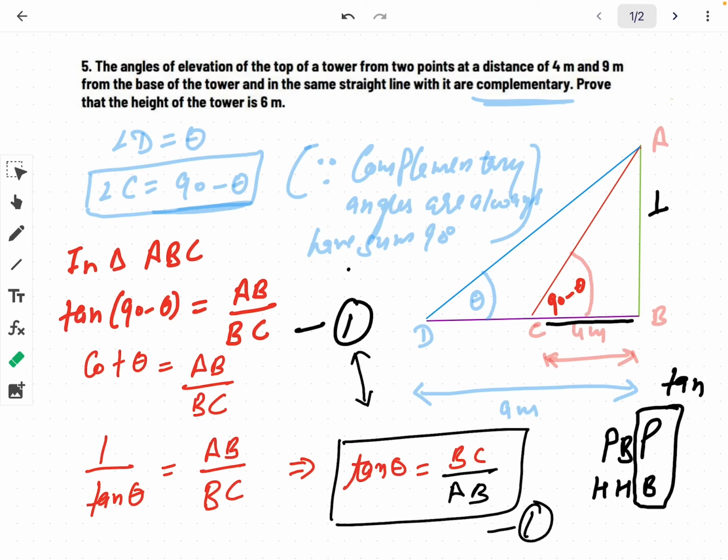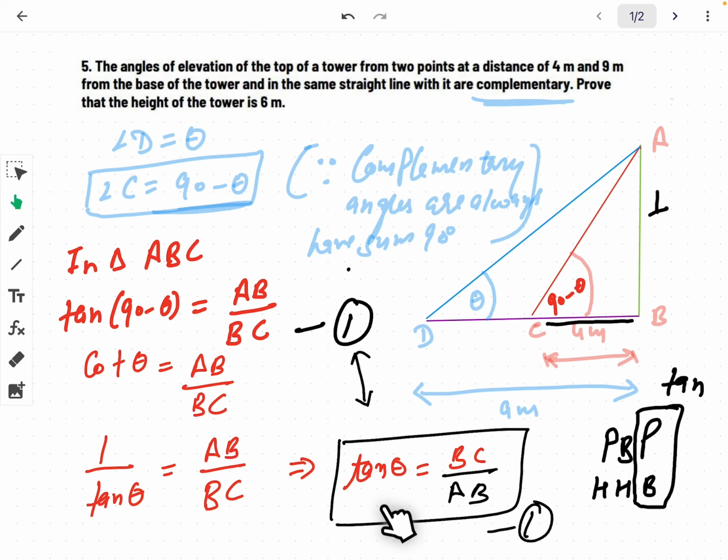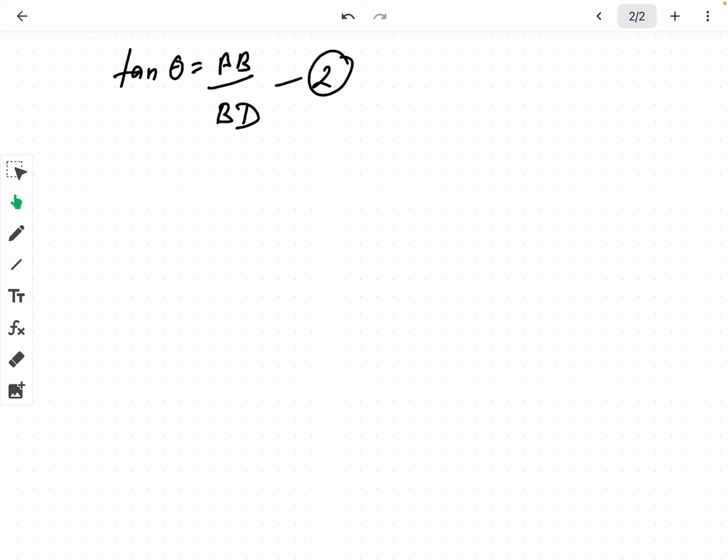And from the figure, we have another equation. What is that? Tangent theta is AB upon BD. So tangent theta is equal to AB upon BD. So this is equation number 2. Now in equation 1 we have tangent theta as BC by AB, and in equation 2 tangent theta as AB by BD.